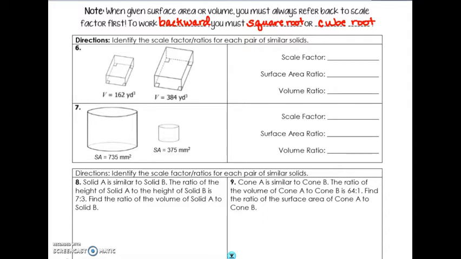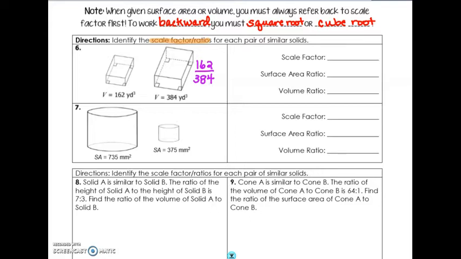Our directions state again that we're identifying the scale factor or ratios for each pair of similar solids. So as you see in problem number 6, we are given the volumes of each shape. So I can make that into a ratio 162 over 384. So again, we're given the volume ratio, not the scale factor. We're not given any linear measurements here. The length, width, or height we do not know in this rectangular prism.